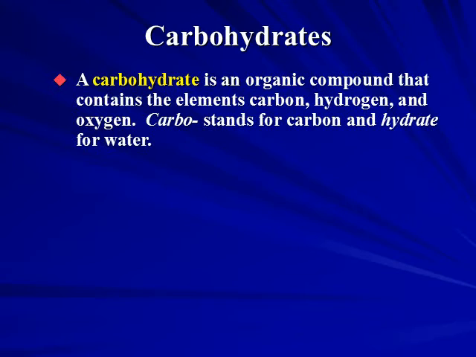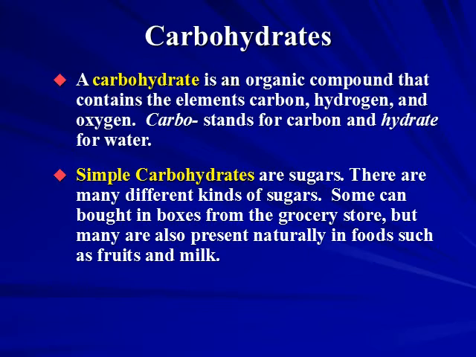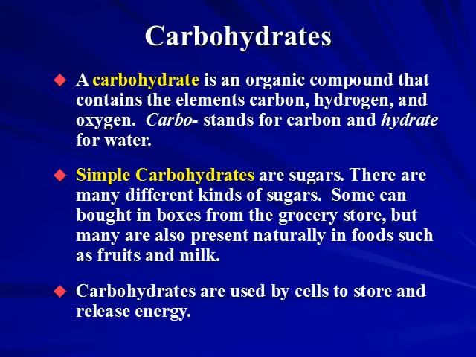A carbohydrate is an organic compound that contains the elements carbon, hydrogen, and oxygen. Carbo stands for carbon and hydrate for water. Simple carbohydrates are sugars. There are many different kinds of sugars. Some can be bought in boxes from the grocery store, but many are also present naturally in foods such as fruits and milk. Carbohydrates are used by cells to store and release energy.